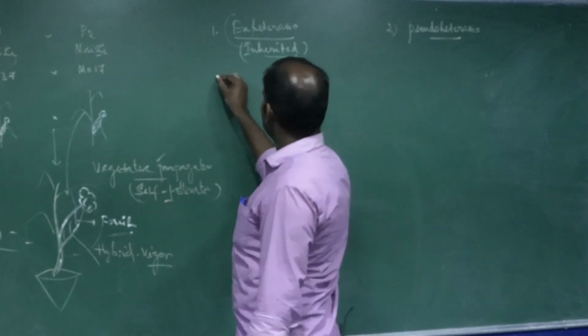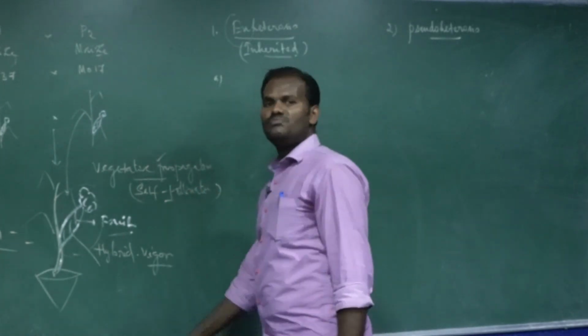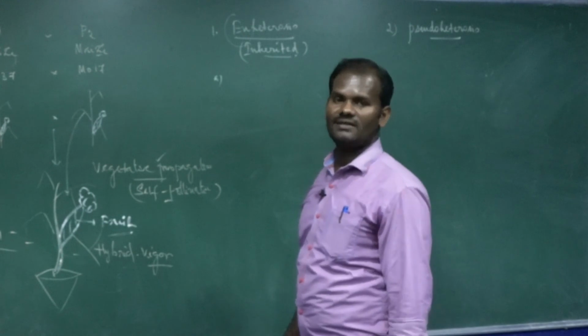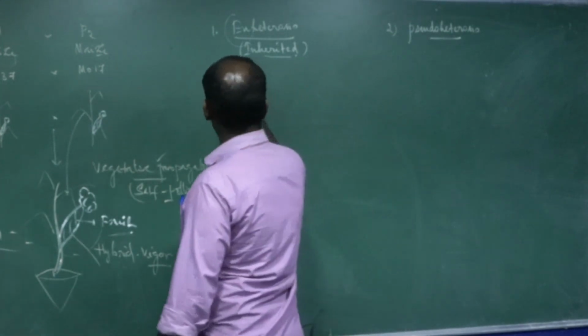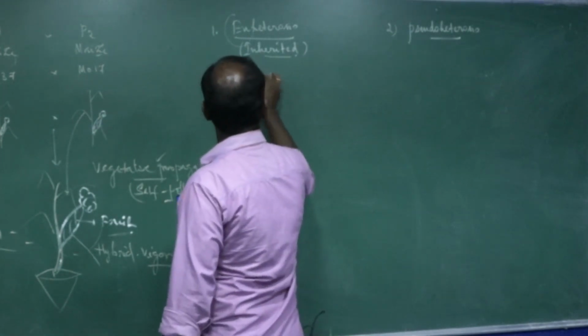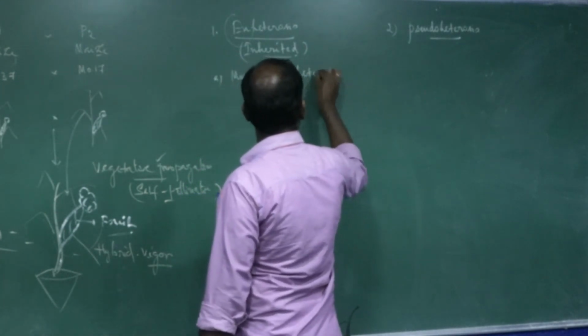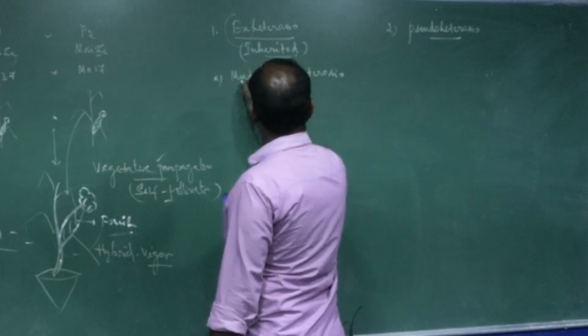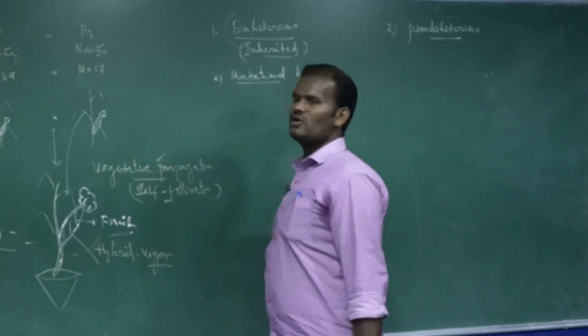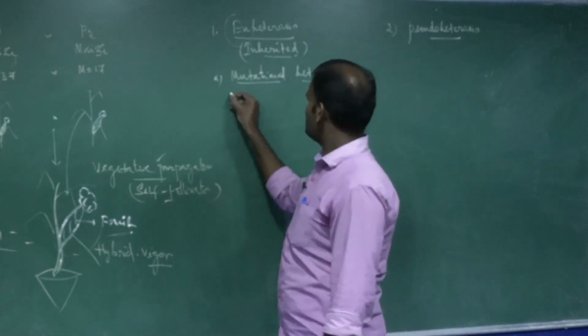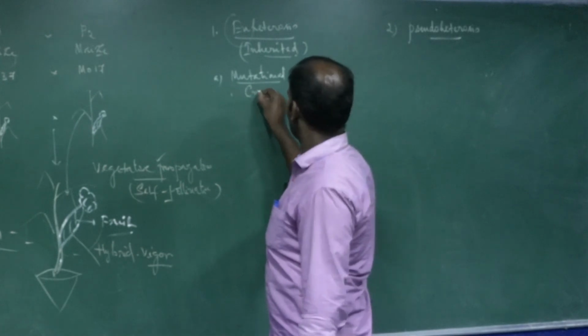The euheterosis is of two types. One is mutational heterosis, another one is balanced heterosis. The first one is mutational heterosis. What do you mean by mutational heterosis? It occurs only in cross-pollinated crops.